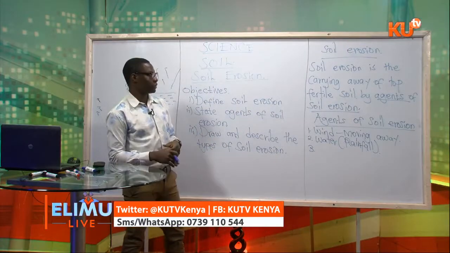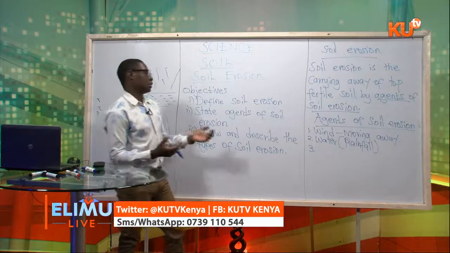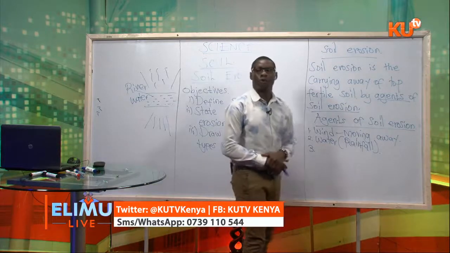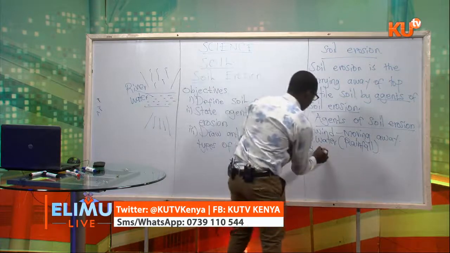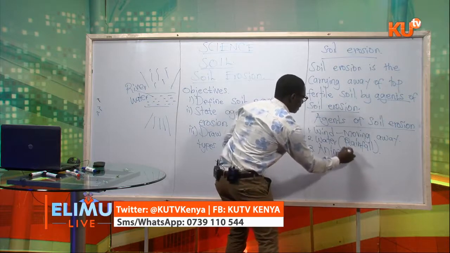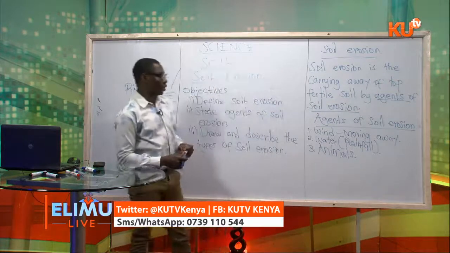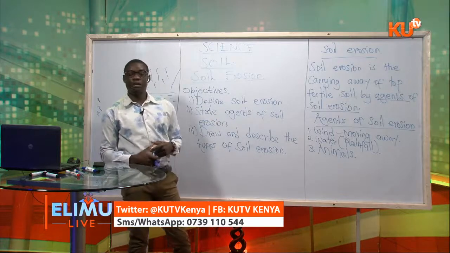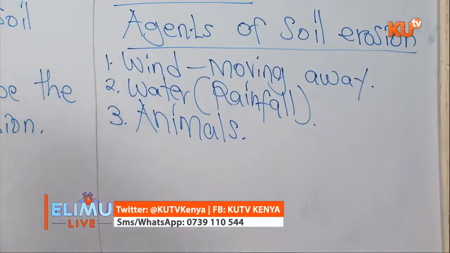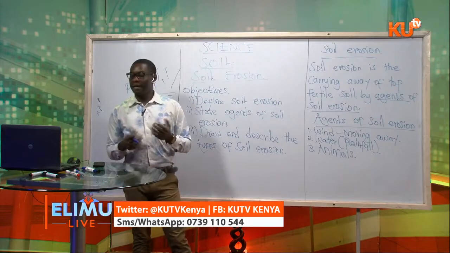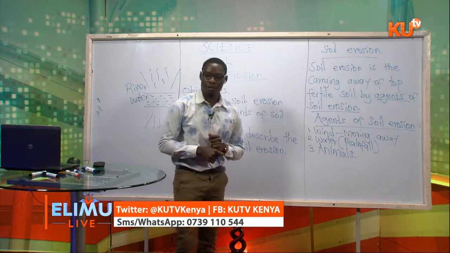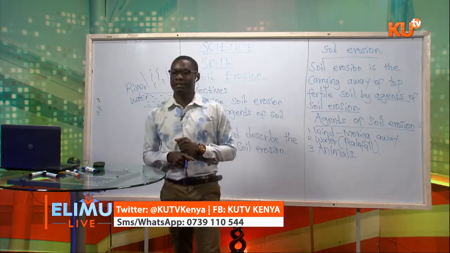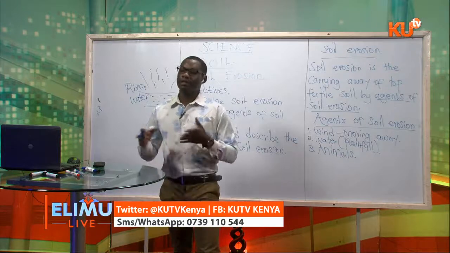And I said agents of soil erosion are what enables soil erosion to take place, or what carries soil from one part to another. Now, the third agent, which is not so much pronounced as the rest, is animals. Animals can also be agents of soil erosion. They can make soil be carried away from one point to another. How is this possible? Let's look, for example, when you are keeping domestic animals, cattle, for instance, as they go grazing, they move around.